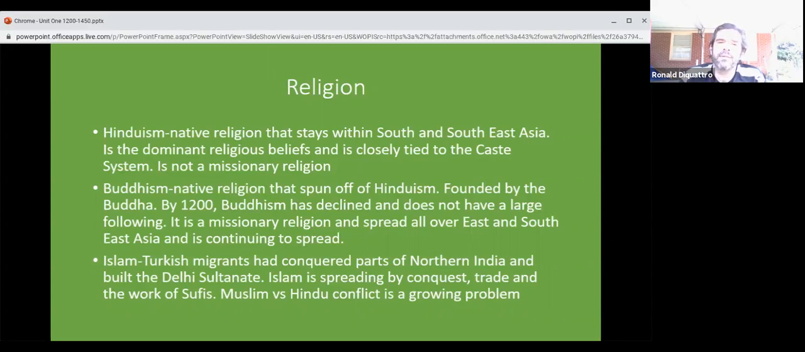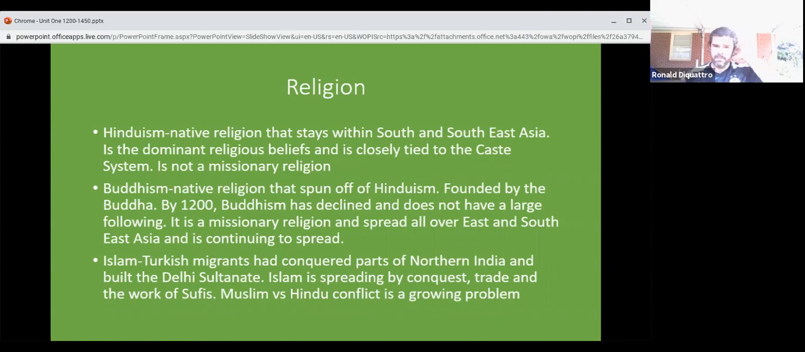However, one thing is very interesting about Buddhism. Yes, it was founded in India. Yes, it is a major global religion in the world by 1200 and even today, but by 1200, Buddhism was in decline in India itself. There are more followers of Buddhism in other regions of the world than there would have been in India, and I should say South Asia by this point.